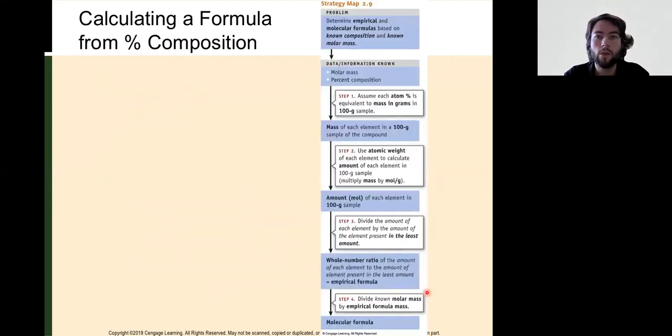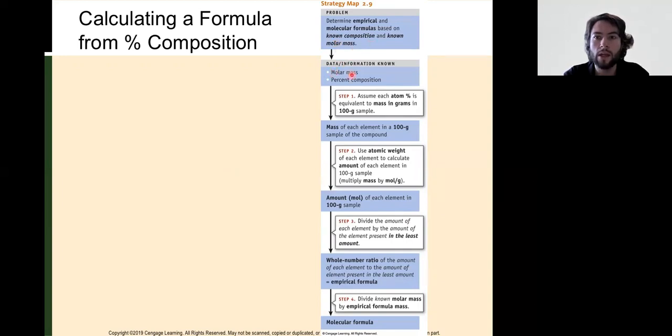So then there is another way of calculating a formula from a percent composition. Here you're using strategy map 2.9 from your textbook. The problem is to determine the empirical and molecular formulas based on known composition and known molar mass.